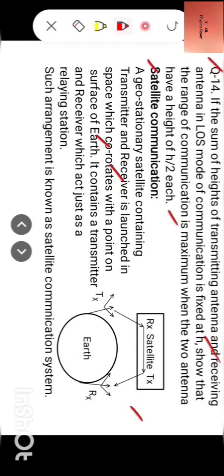Look at this diagram. Here we have, this is satellite which contains a receiver as well as transmitter, and here on the Earth we have, this is transmitting station and this is receiving station. Transmitter sends a signal to satellite and it is picked up by the satellite, which retransmit towards receiving end. Because transmitter and receiver do not see each other, we indirectly make them to see through satellite. Such an arrangement is known as satellite communication system.